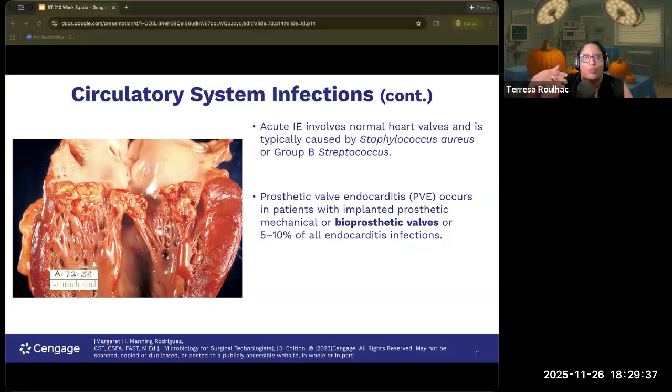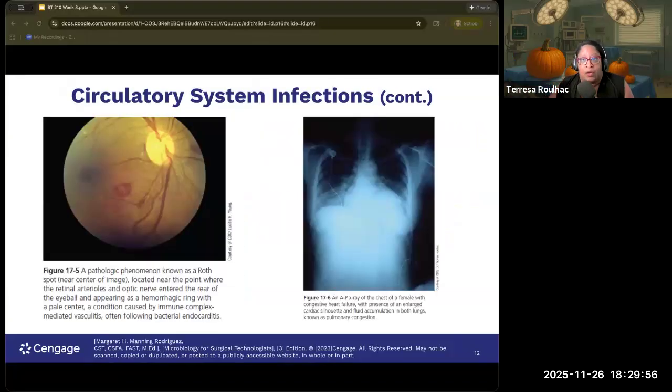Like, we need to get this valve in, right? We also know that it could potentially have a clot. So we're going to go ahead and give anticoagulation and just monitor them. Does that make sense? Awesome. Okay.